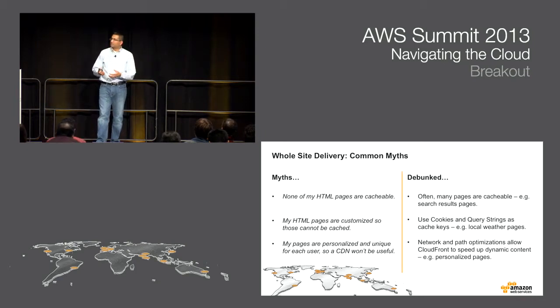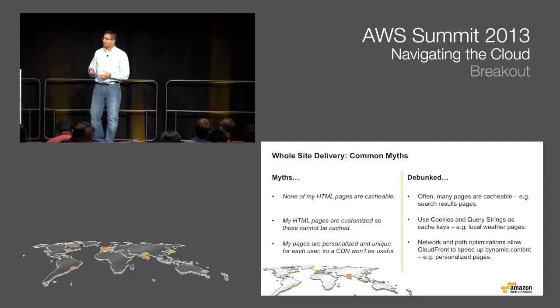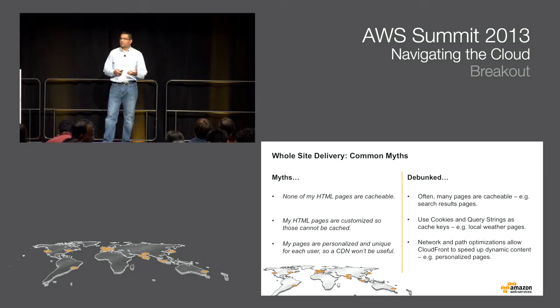So when the end users are connecting to a CloudFront location and CloudFront is getting that content from the origin server. And we'll talk specifically about some of the network and path optimizations that CloudFront has built that help deliver truly dynamic pages faster.